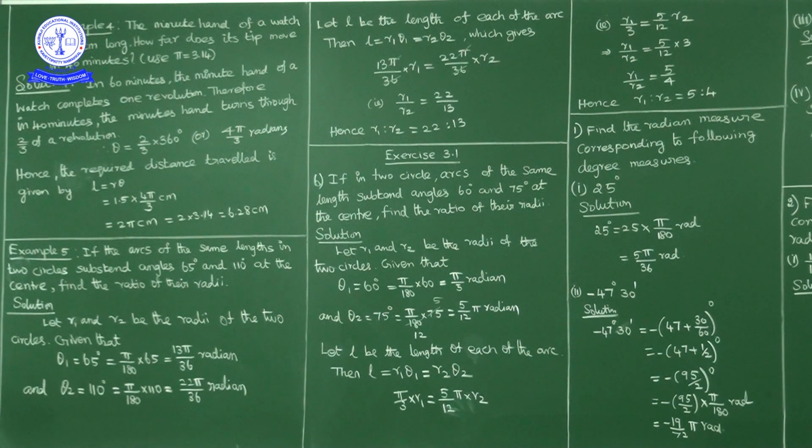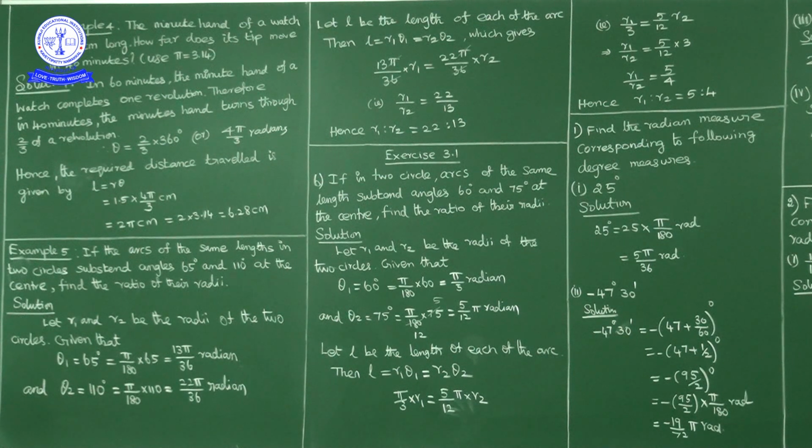Next example 4. A minute hand of a watch is 1.5 centimeter long. How far does its tip move in 40 minutes? Here we have to use pi as 3.14. A minute hand of a watch is 1.5 centimeter long. How far does its tip move in 40 minutes?